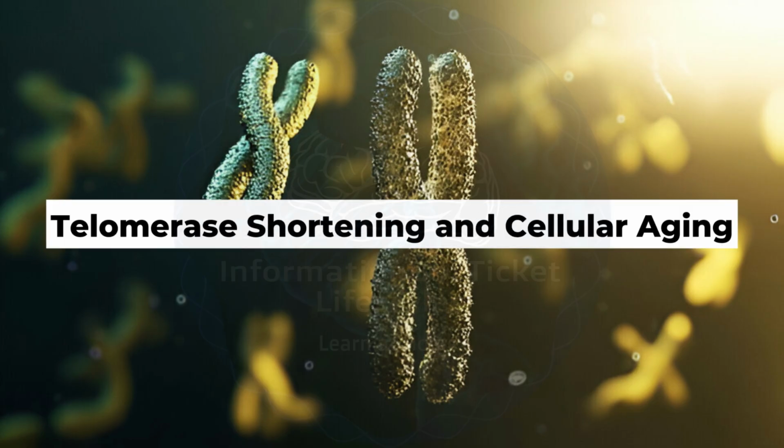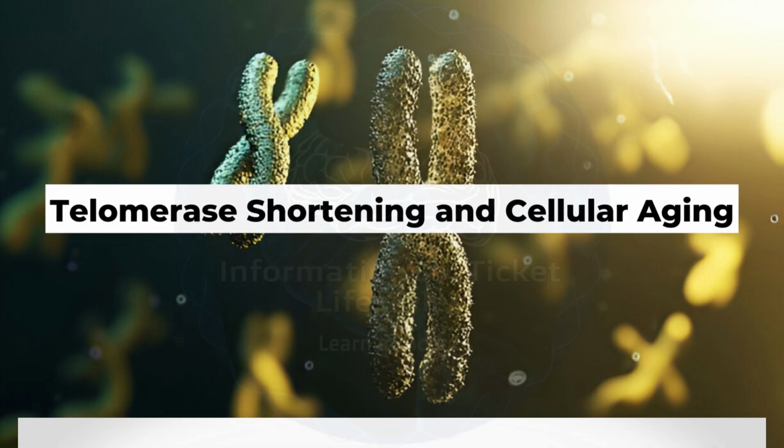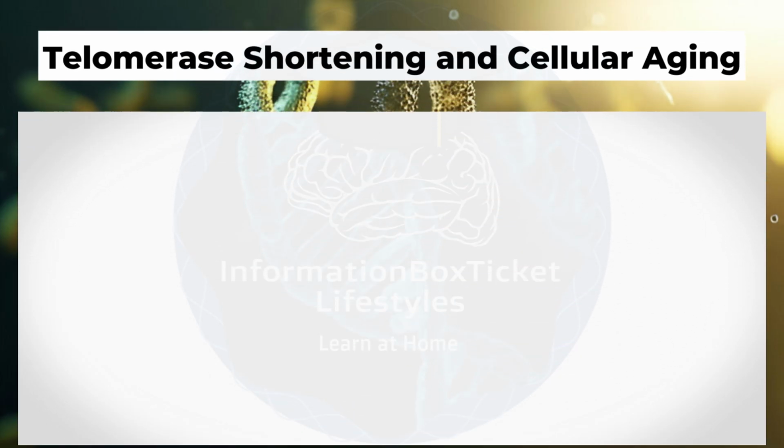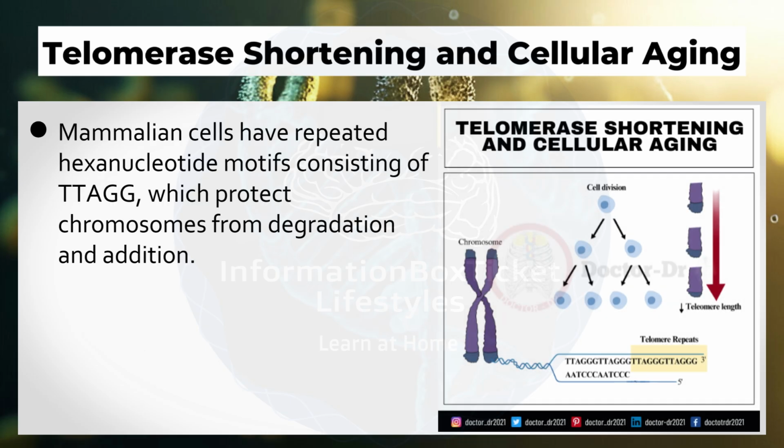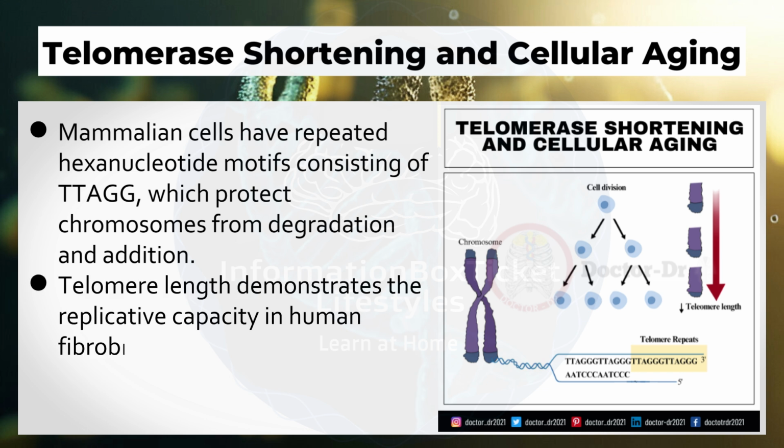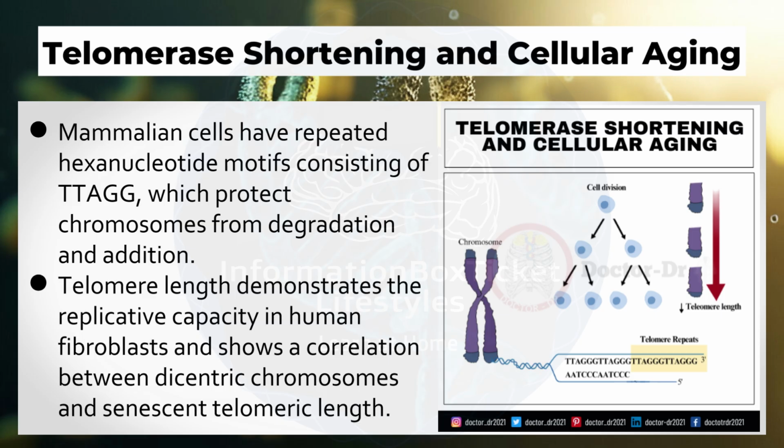Telomerase shortening and cellular aging. Mammalian cells have repeated hexanucleotide motifs consisting of TTAGGG, which protect chromosomes from degradation and addition. Telomere length demonstrates the replicative capacity in human fibroblasts and shows a correlation between dicentric chromosomes and senescent telomeric length.